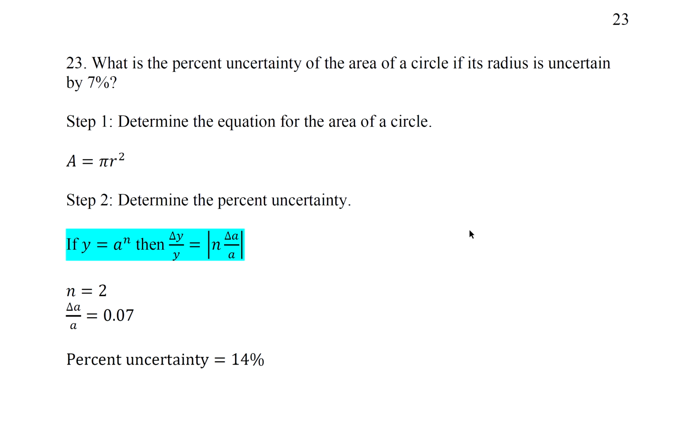Question 23, what is the percent uncertainty of the area of a circle if its radius is uncertain by 7%? We're going to use this equation: A equals pi r squared. This is an exponent, so we're going to use this equation highlighted in blue. So our percent uncertainty is 2 times 7%.